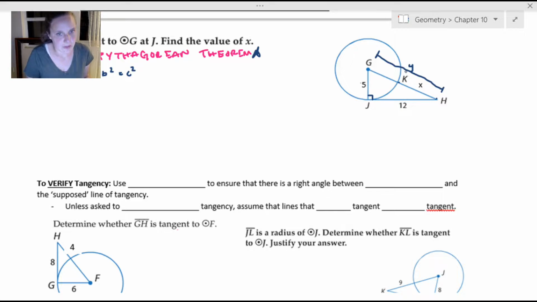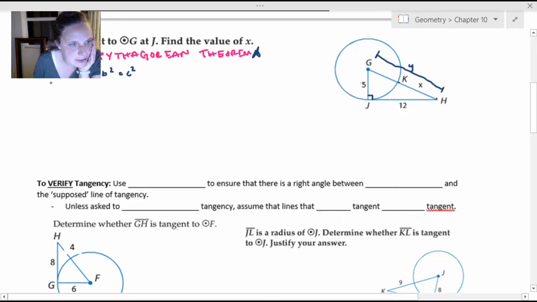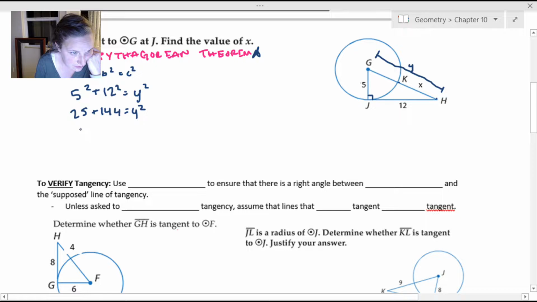All right, so the legs of the triangle are a and b, so that's going to be 5 squared plus 12 squared is equal to this whole distance GH, which I called y. So now we can just solve for y. 5 squared is 25, and 12 squared is 144. And now we're just combining and solving. 169 is equal to y squared. We take the square root, and y is going to be 13.